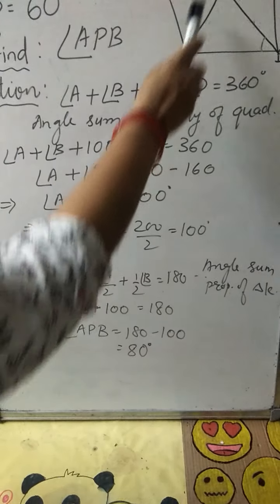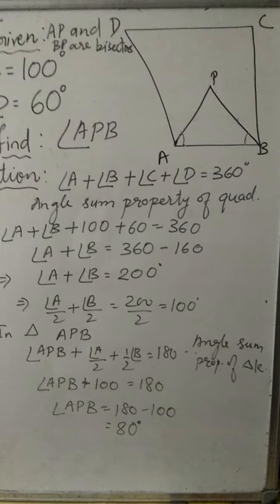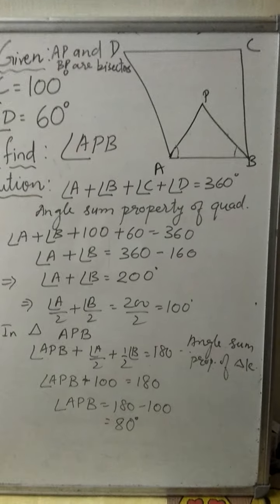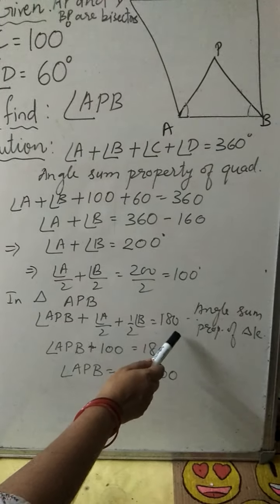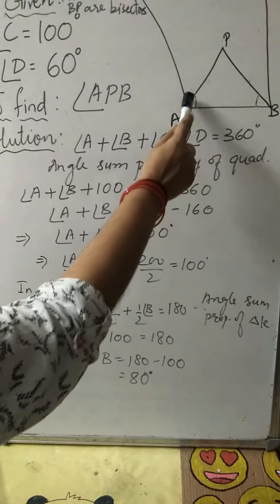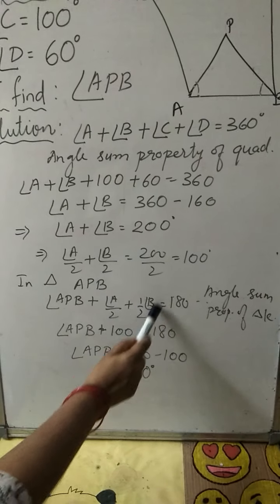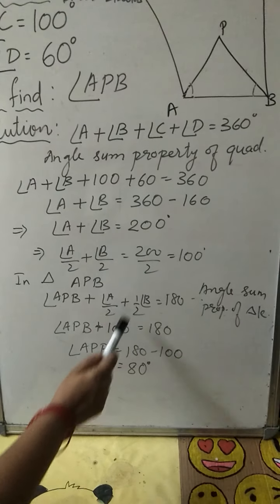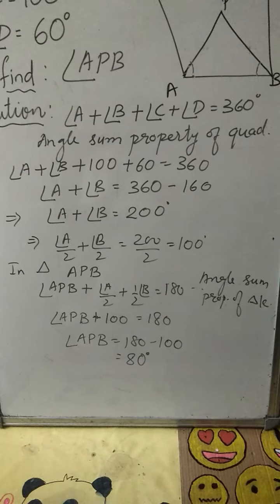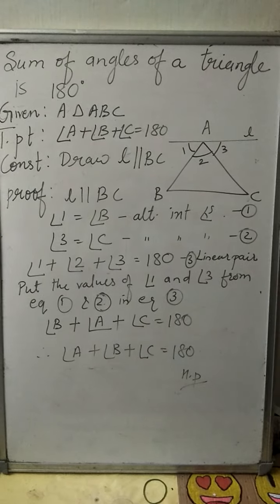Now observe this triangle APB. In this triangle you have to apply the angle sum property of a triangle. Angle sum property means all three angles you have to add, and the result will be 180 degrees. That is the angle sum property. So I have written here: angle APB plus half of angle A, only this part, plus half of angle B, only this part, is equal to 180 degrees. And the value of this is 100, which we have already calculated. So substitute this value over here and you will get the value of angle APB as 80 degrees.